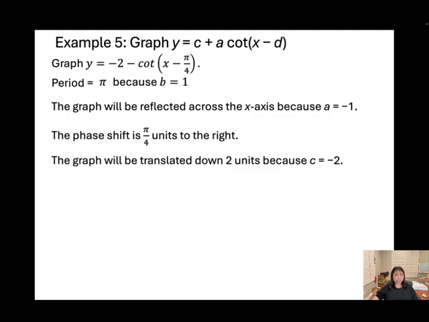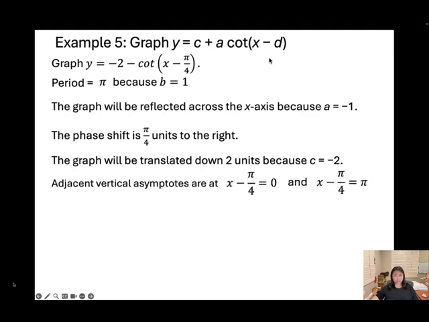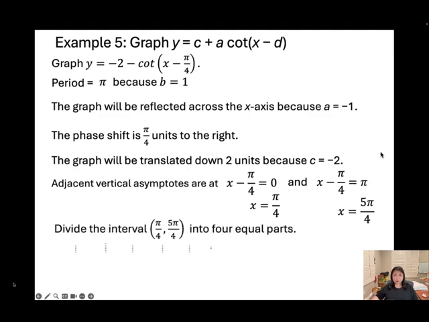Okay, now we're going to figure out the adjacent vertical asymptote. We set this one equal to 0 and this one equal to pi, and solve for x. You're going to get x equal to pi over 4 and x equal to 5 pi over 4. Just like the previous example, you can consider the whole thing, bx equal to 0 and bx equal to pi. Now we're going to divide it into 4 equal parts.